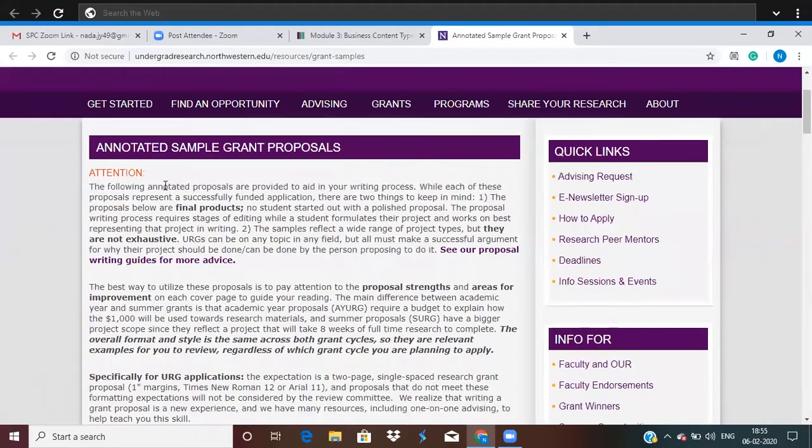So the following annotated proposals are provided to aid in your writing process. Each of these proposals represents a successfully funded application. There are two things to keep in mind. The proposals below are finished products. No student started out with a polished proposal. The proposal writing process requires stages of editing where a student formulates their project and works on the best.